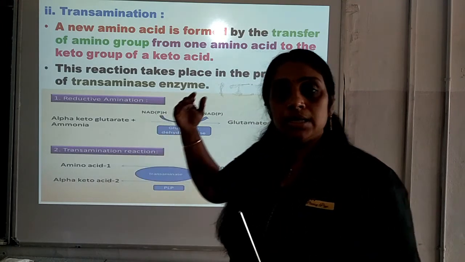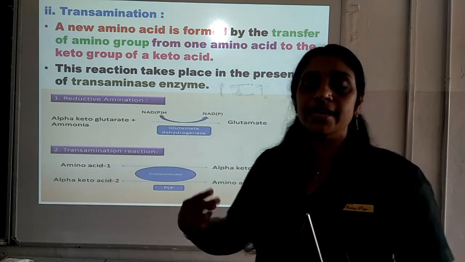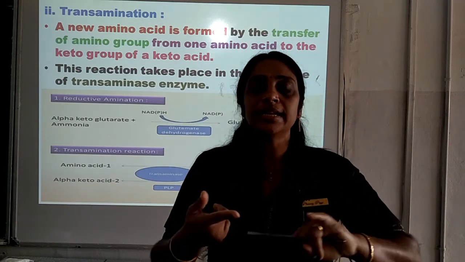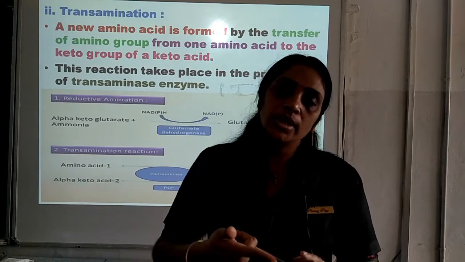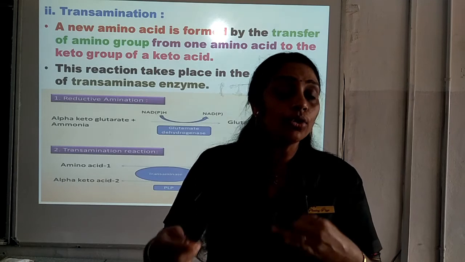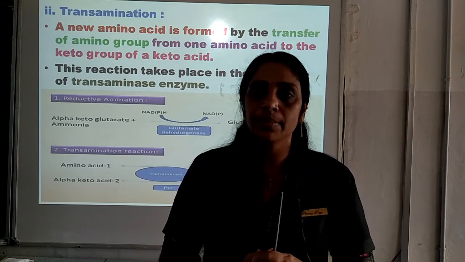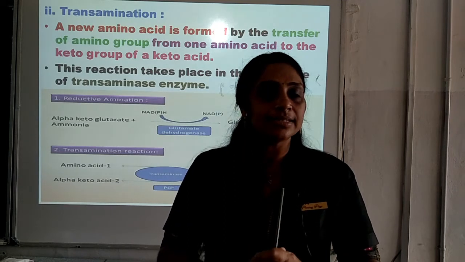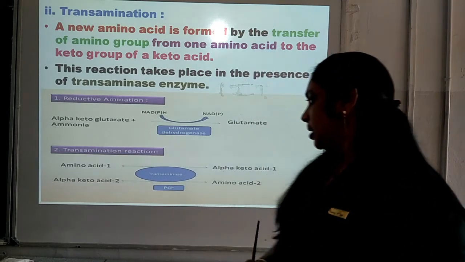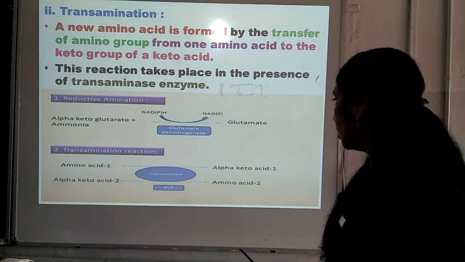Okay. So, synthesis of amino acid takes place by two processes. One is reductive amination and the second one is transamination. Both these processes are very important. It used to come in the question paper, my dear children. You have to understand and study it. It is there in your textbook.